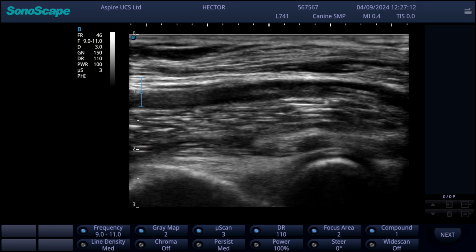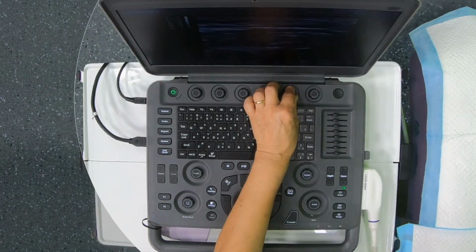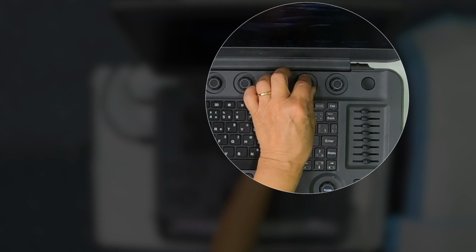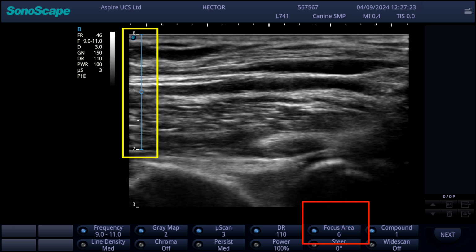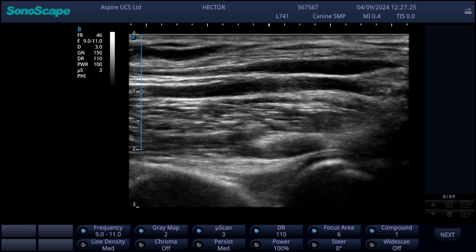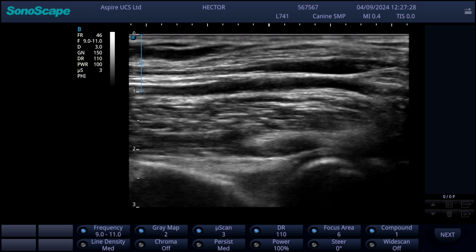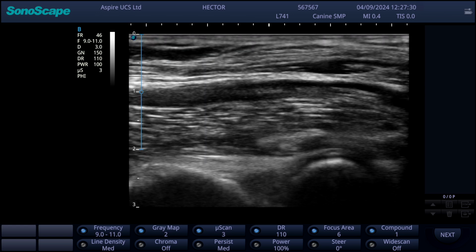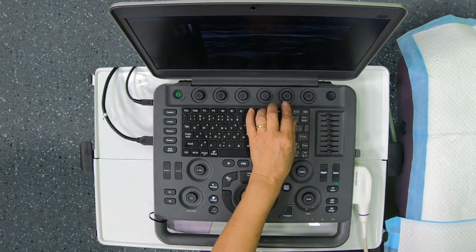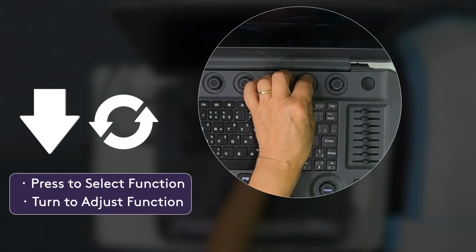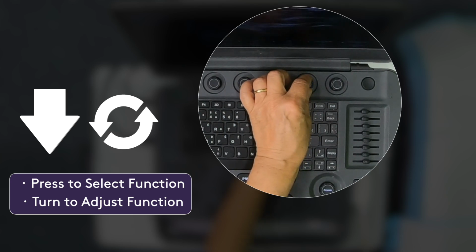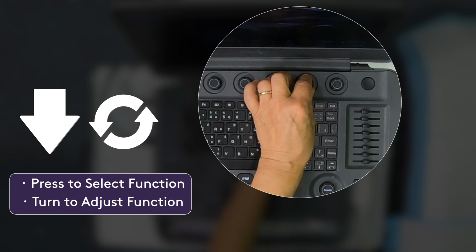Now, it is also possible to increase the focal zone over a greater depth by using multiple focal zones, or on some machines, as this one, increasing the focal depth or area. And this can be useful if we're examining large static structures such as the liver or the spleen. Now, on some systems, you may find that the focus control is a dual functioning one, having an outer rim to increase or decrease the depth of focal point and an inner button to toggle between focal depth setting and the number of focal zones or focal depths required.